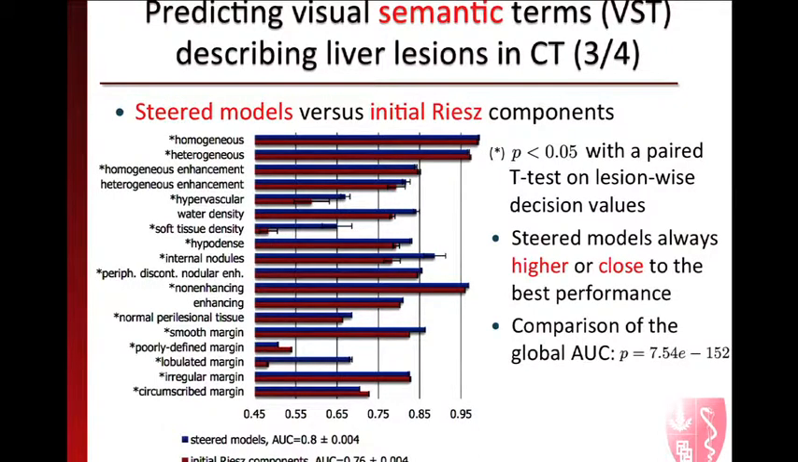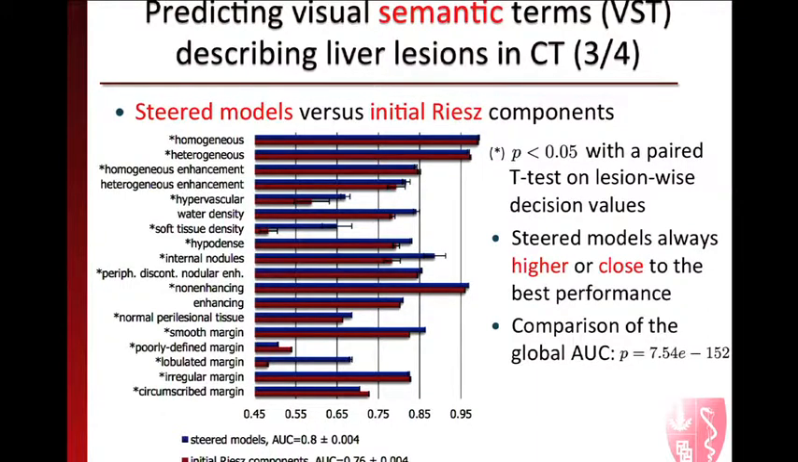So these are the results that we got. Here we compare the initial Riesz template, the unaligned Riesz template, versus the learned models that are also locally aligned. And we can see the AUC, the area under the ROC curve, for all 18 terms. The ones with a star denote those for which this comparison was statistically significant. And what we can observe is that using the steered models, we have performance that is always higher or close to the best performance.